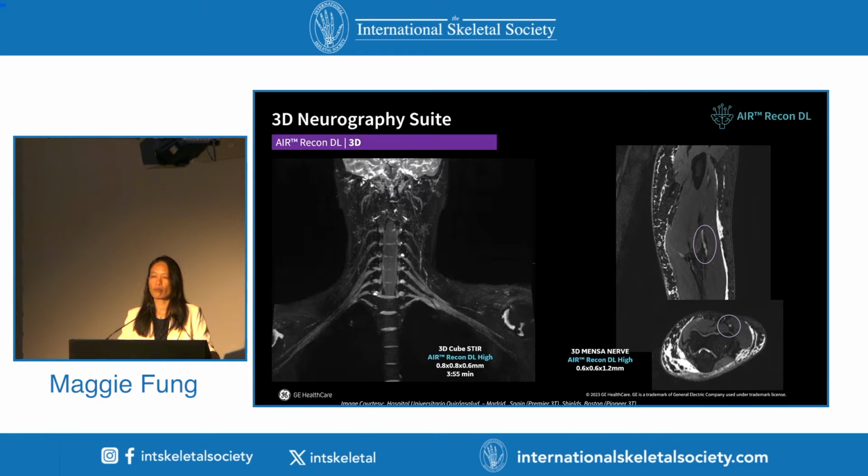In addition, when you get more SNR, what does the MSK radiologist do? They push, like Darryl does. So these are some of the images, not from Darryl, because he's going to show a lot of images today, but these are from other sites that are doing neurography sequences using these 3D techniques, such as CUBE STIR for the brachial plexus and MANSON nerve for the extremities. So you will see more of the gorgeous images from Darryl later.